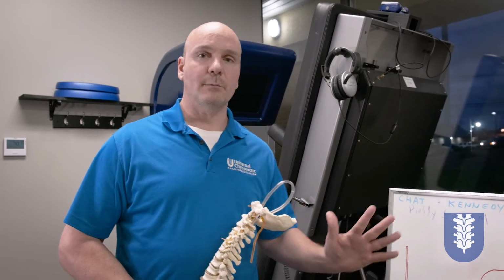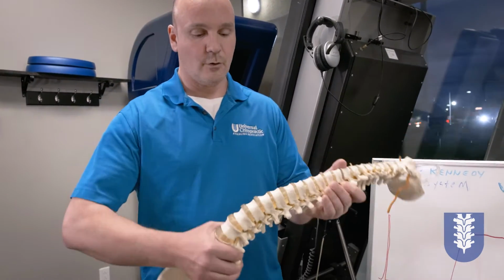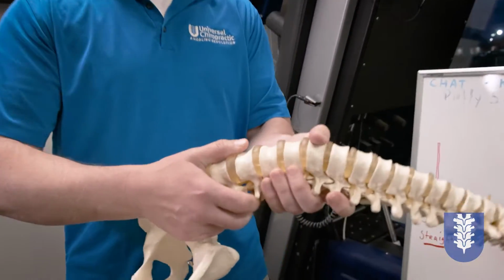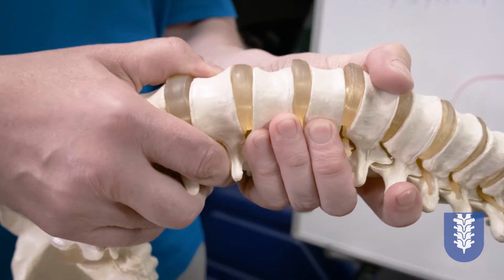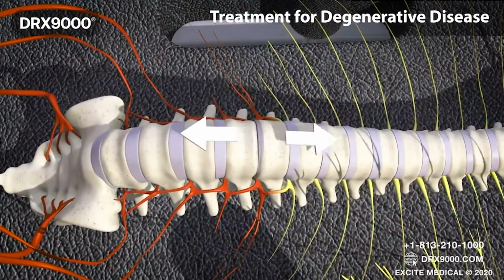So to explain it in a little bit more detail, I'm just going to break down some basic concepts here for you. When we look at the spine, what we're trying to do is take the vertebrae and open them up in a way that's going to allow disc material to reabsorb.